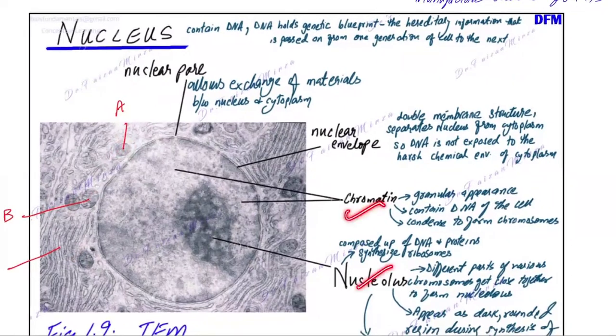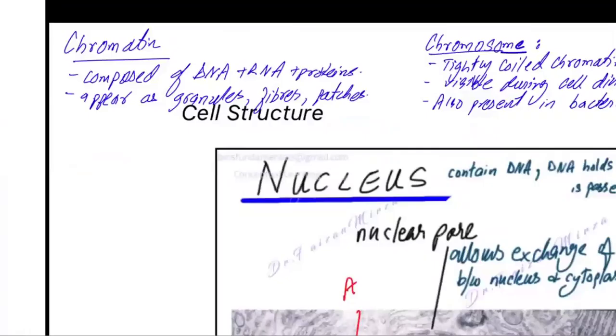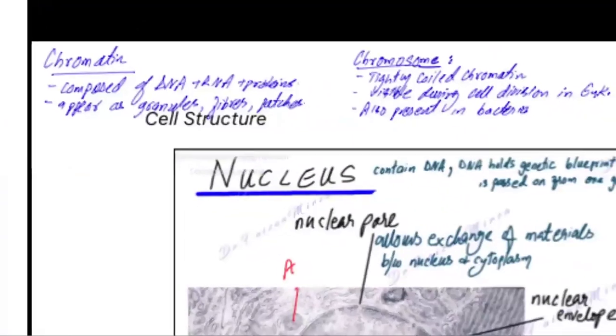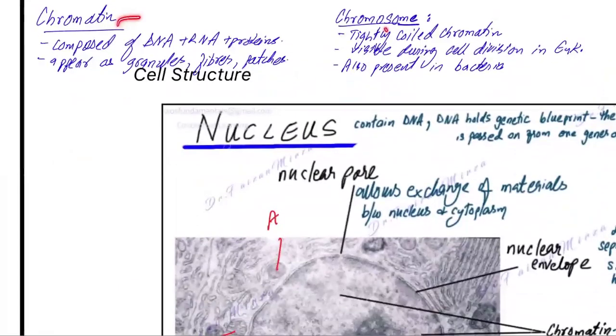Chromatin, nucleus, nuclear envelope, nuclear pore. This is what we have discussed. So you need to understand the use of two terms, chromatin and chromosome. You can't use them interchangeably. What is chromatin?